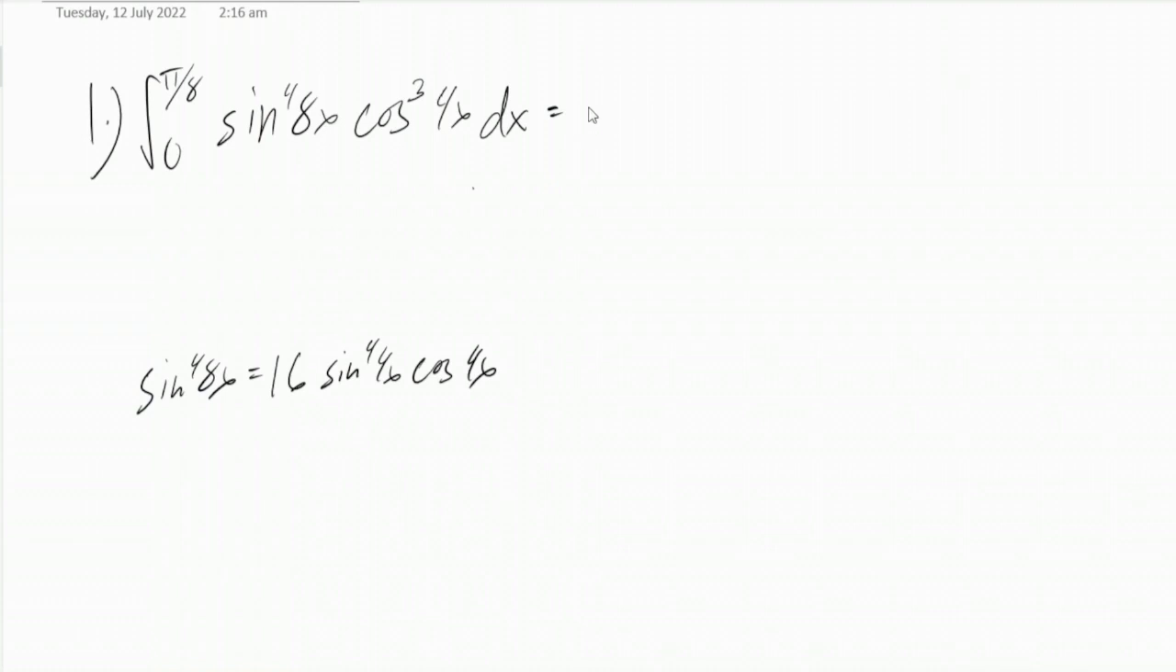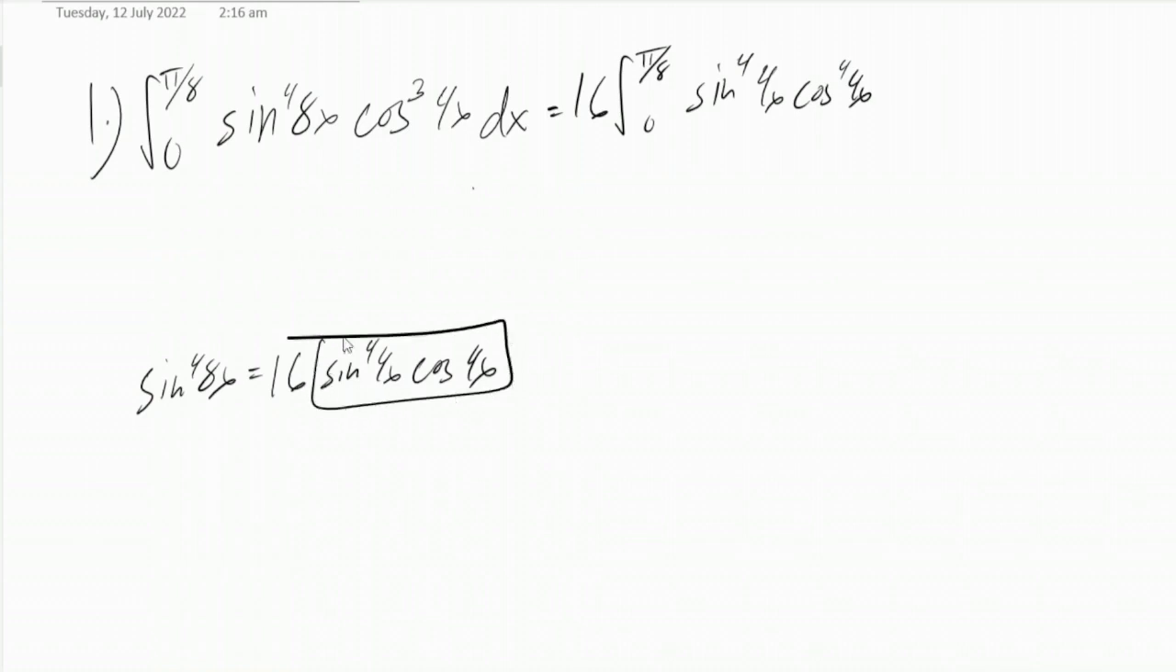So now this will become 16. We bring the constant out first: 16 times the integral from 0 to pi over 8 of sine raised to 4 of 4x cosine raised to 4 of 4x. We copy this here and then copy that also, cosine cubed of 4x dx.